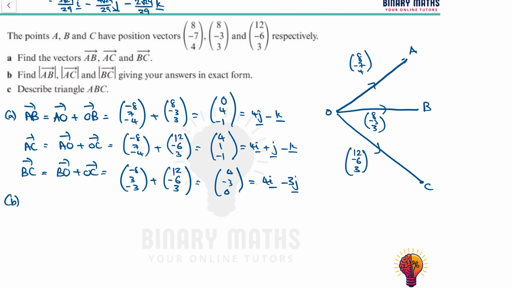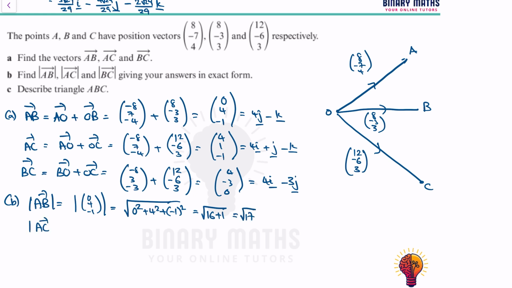Find the magnitude of AB, AC, and BC. So AB is equal to the magnitude of 0, 4, minus 1, which is equal to the root of 0 squared plus 4 squared plus minus 1 squared, which is the root of 16 plus 1, which is root 17.